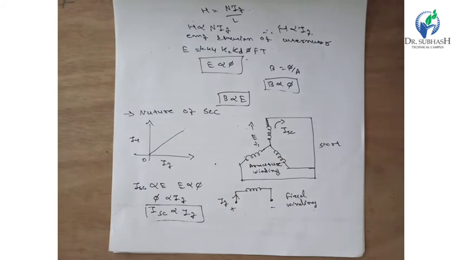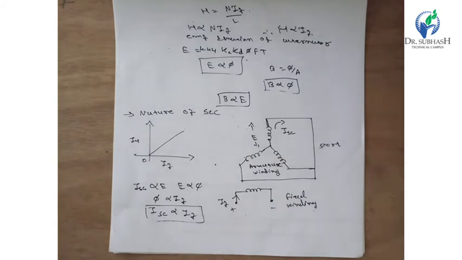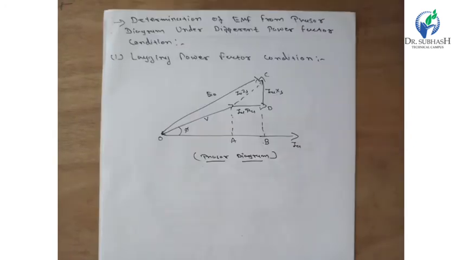Now we discuss the determination of EMF from the phasor diagram under different power factor conditions. First we discuss the lagging power factor. The results obtained from the open circuit test and short circuit test of the synchronous machine, which we discussed in the previous point, are used to find the regulation by this method.